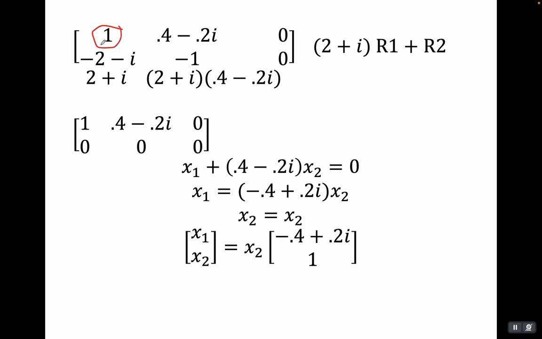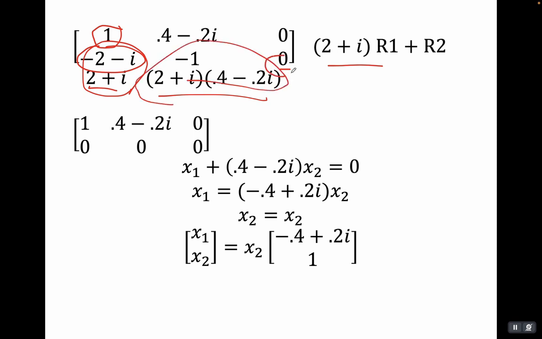Next, let's use this 1 to kill off this entry below it. Let's multiply the 1 by 2 plus i. Really, we're going to add 2 plus i times the whole row to row 2. 2 plus i times 1 is just 2 plus i. Then we've got 2 plus i times 0.4 minus 0.2i. Then we've got 2 plus i times 0, which is just plain 0. Add these, and we get 0. When we add these two, we actually get 0 as well. And of course, 0 plus 0 is 0.